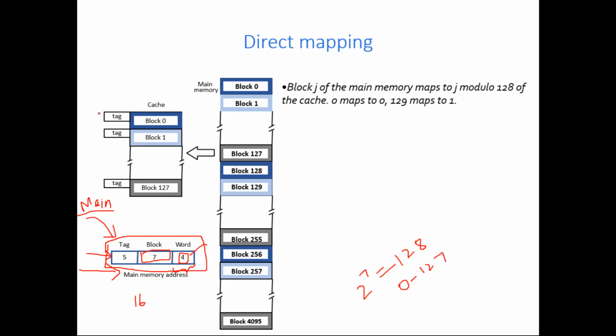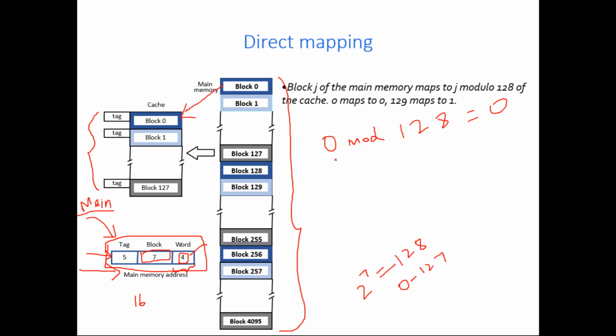Now the cache contains how many blocks? 128 blocks. Main memory contains totally how many blocks? 4096 blocks. How do we map a particular block from main memory to cache? Our philosophy is that you take the block number modulo the cache size, which is 128, and the remainder is the cache block. Block 0: 0 mod 128 is 0, so it goes to block 0. Block 1: 1 mod 128 is 1, so it goes to block 1.